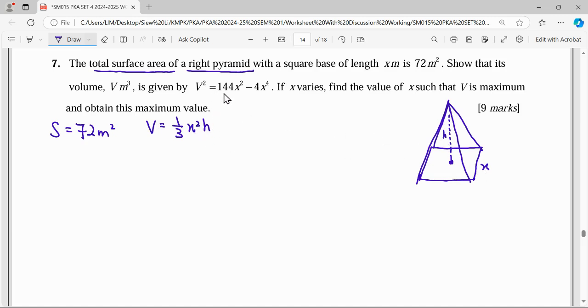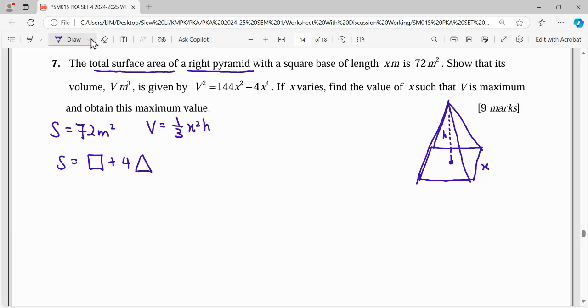In your answer that you need to show here, V squared is without the height. Without the height means your h has to be substituted using another equation. So what kind of equation can we relate? It comes from its surface area. Pyramid surface area, you will have one square at the bottom, and then four triangle surfaces, right? So the bottom, you can know this is x times x.